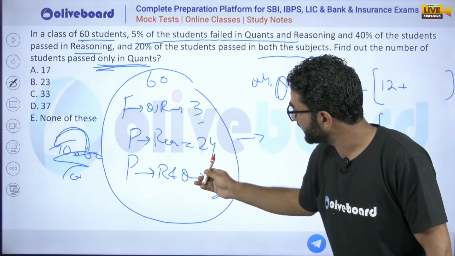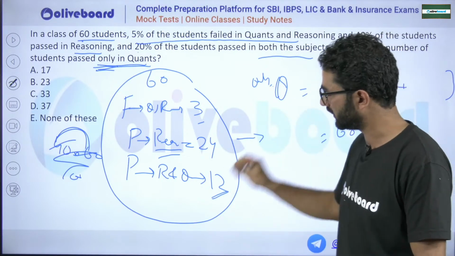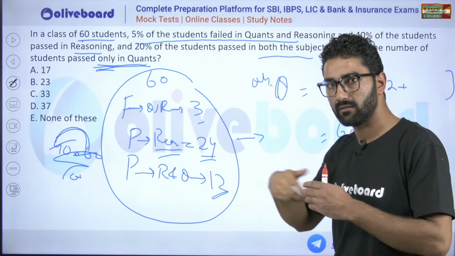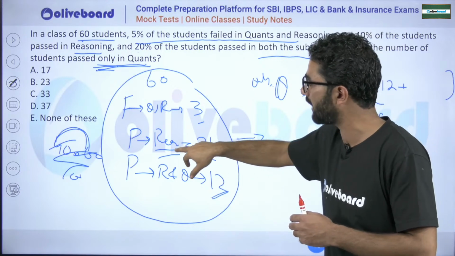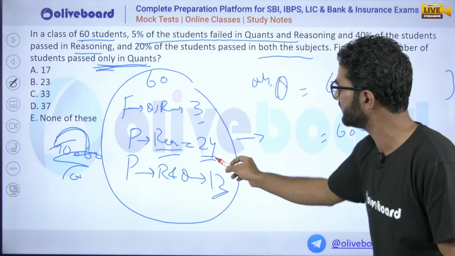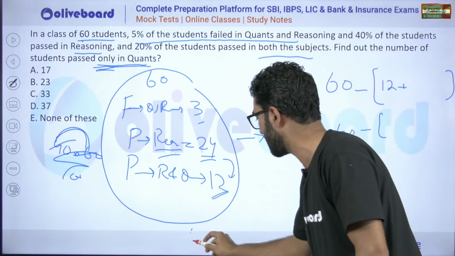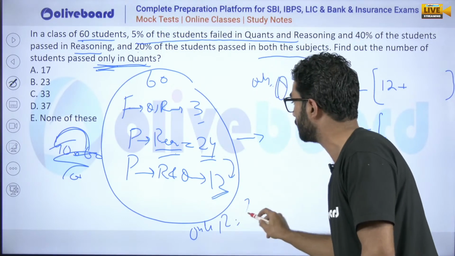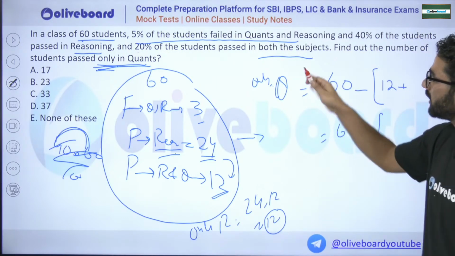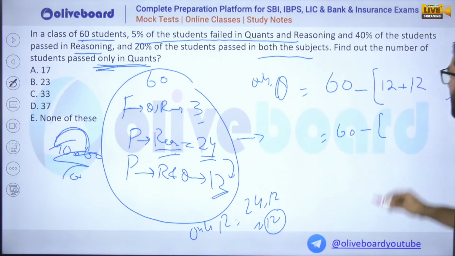Those students who pass both exams, passing reasoning doesn't mean it is only reasoning. The students who have passed the reasoning exam are 24. Among these 24, there may be some students who pass quant as well. So for only reasoning, we subtract the both-pass part, which is common. Only reasoning will be 24 minus 12, that will be 12. This is the only part, that is only 12. So in order to calculate only quant, just take both parts away from it. Only reasoning, subtract it as well.